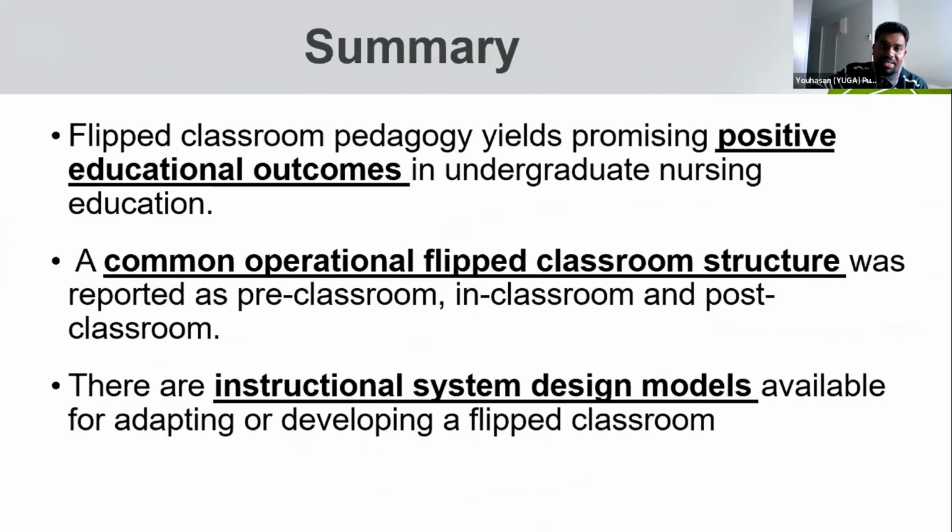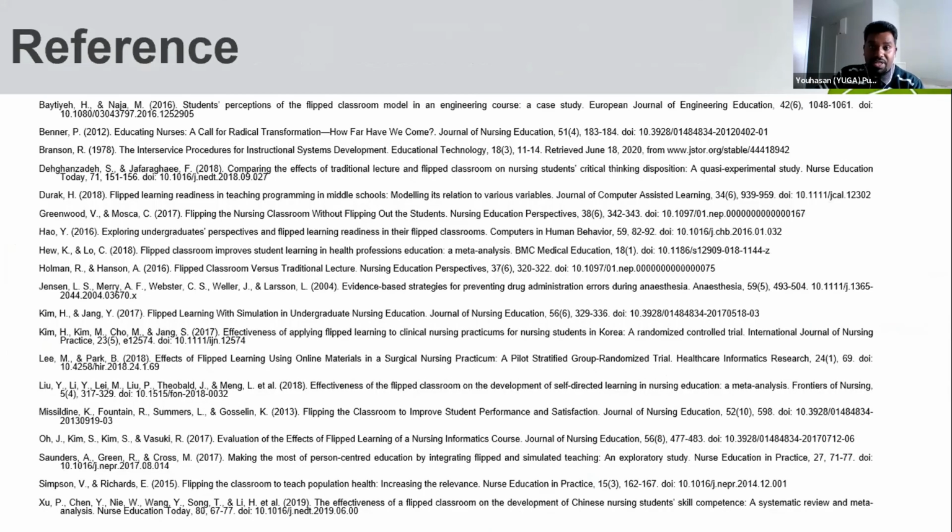So with that, the summary of the systematic review as conclusion: flipped classroom pedagogy yields promising positive educational outcomes in undergraduate nursing education. A common operational flipped classroom structure was reported as pre-classroom, in-classroom, and post-classroom. There are instructional system design models available for adapting or developing a flipped classroom. These are the references for today's talk.